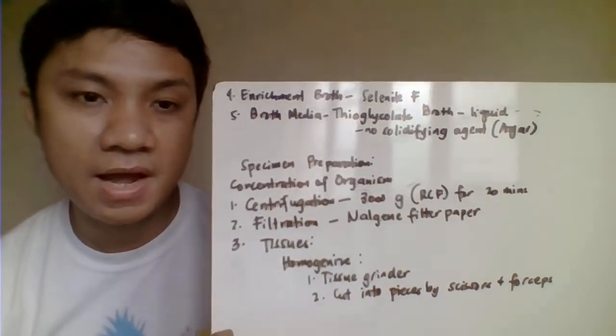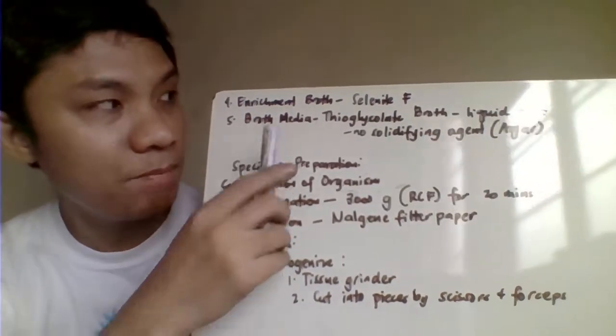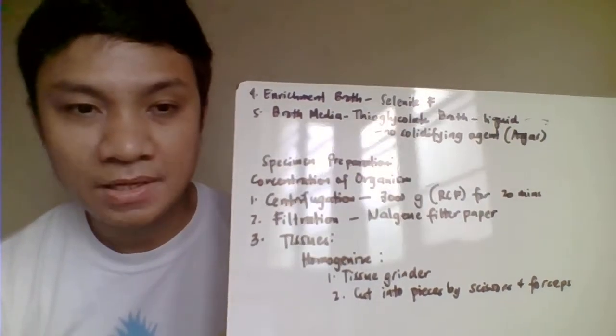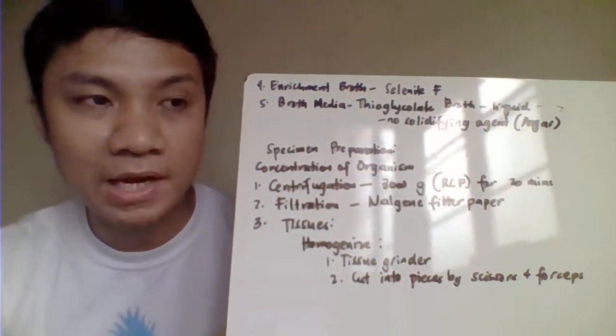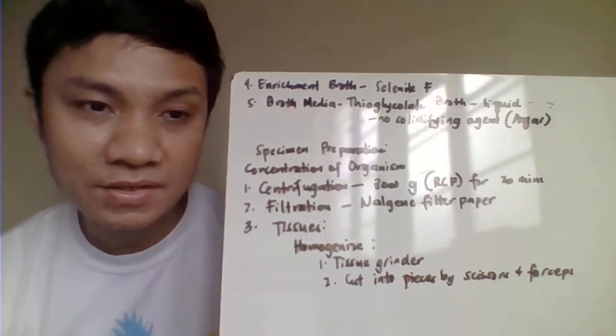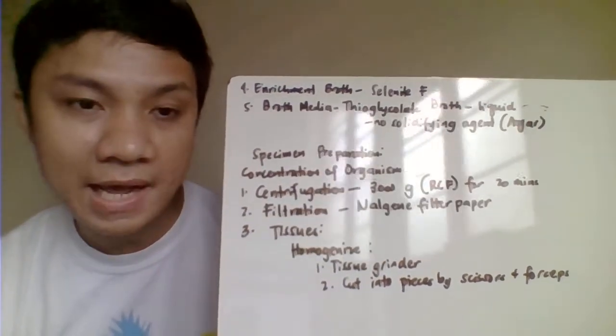Then we have also other culture media. We have enrichment broth. When we speak about broth media, this is a liquid culture media. So it has no solidifying agent, no agar. Enrichment broth here is in the form of selenite F.